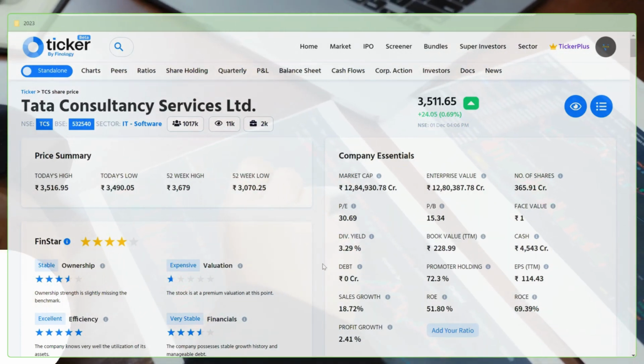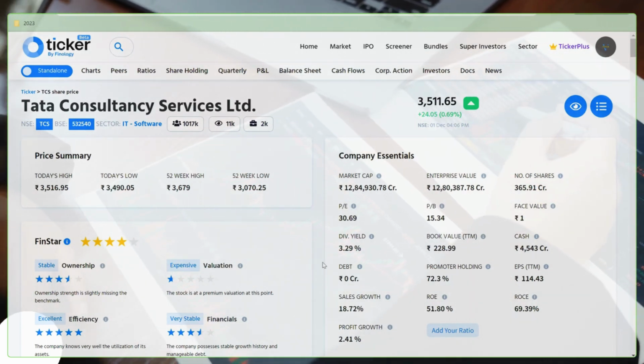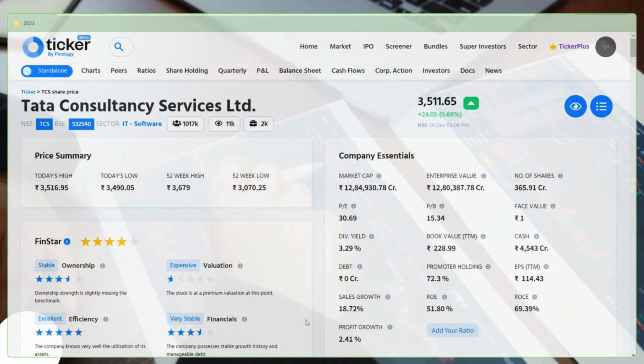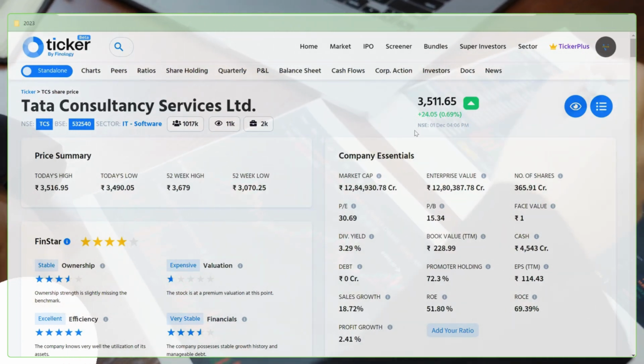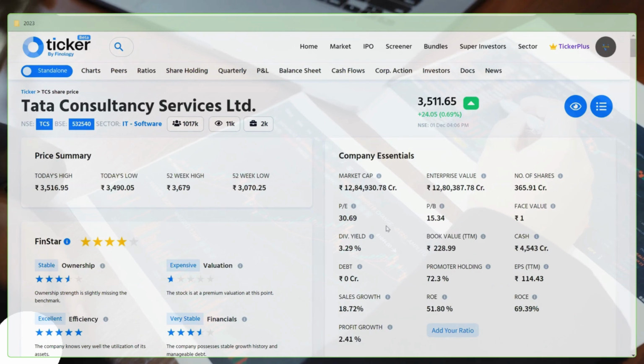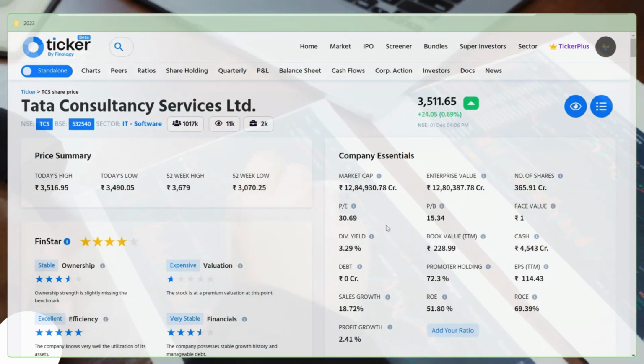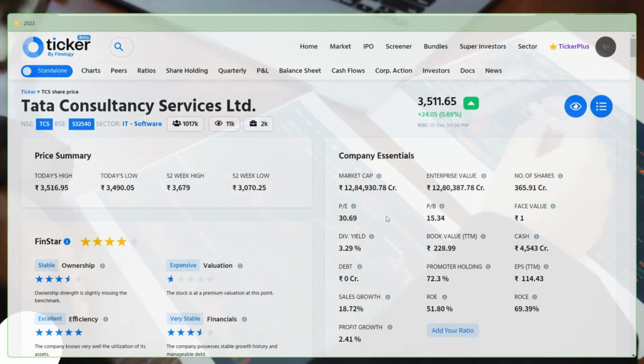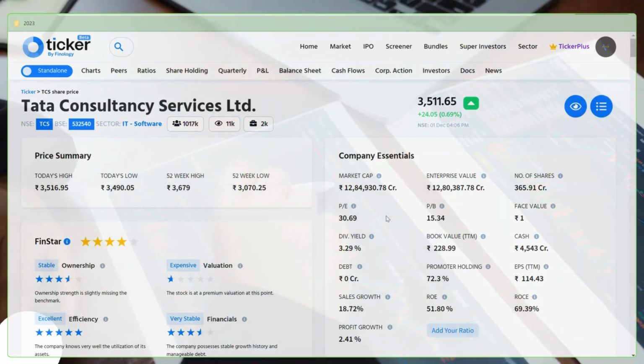Can you ping me in the chat? TCS or Infosys? Anyone? Lower P ratio. Yes. So it is better to invest in Infosys because its P ratio is less. We need to pay less to get 1 rupee.